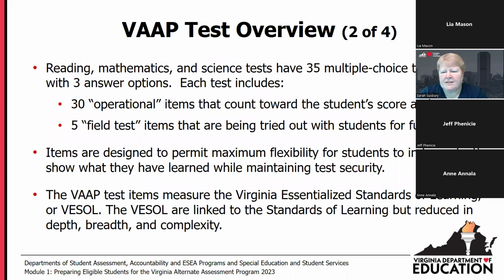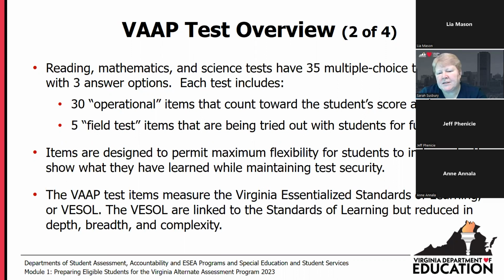The reading, math, and science assessments incorporated in the VAAP have 35 multiple choice test items with 3 answer options each. And that consists of 30 what we refer to as operational test items that are scored and count toward the student's final score. And then there are an additional 5 field test items that are being tried out with students. So that's new test development that's occurring, and we're trying those new items out with students for the potential to appear on later tests in future years.